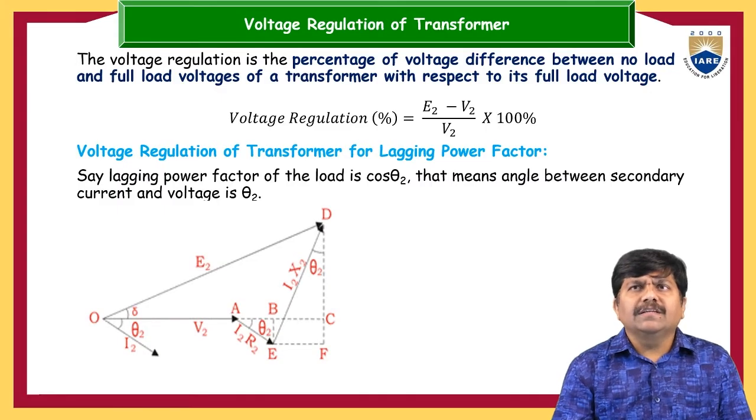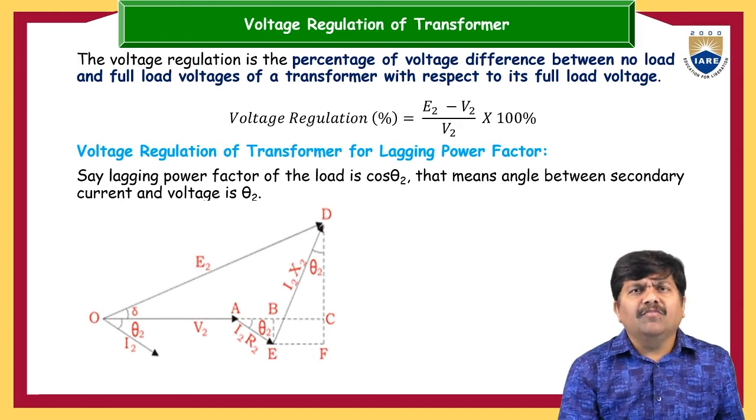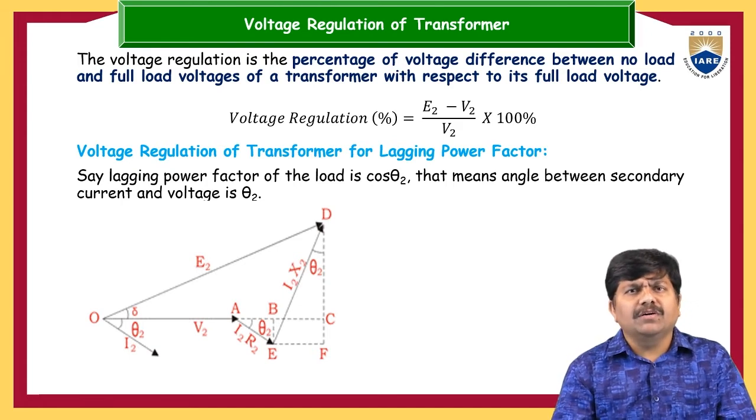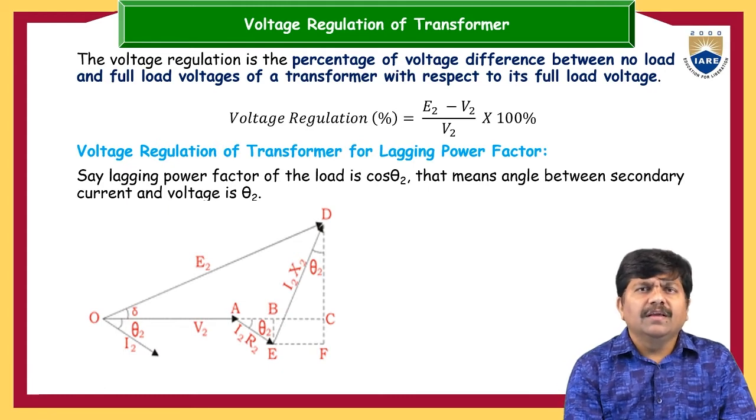The voltage regulation can be defined as the percentage of voltage difference between the no load and full load voltages of a transformer with respect to the full load voltage. Here, voltage regulation could be voltage regulation up or voltage regulation down. Generally, we are going to follow voltage regulation down.